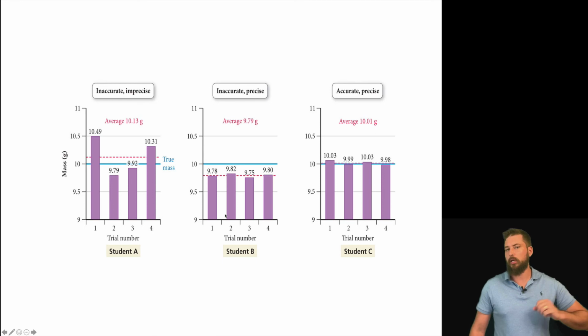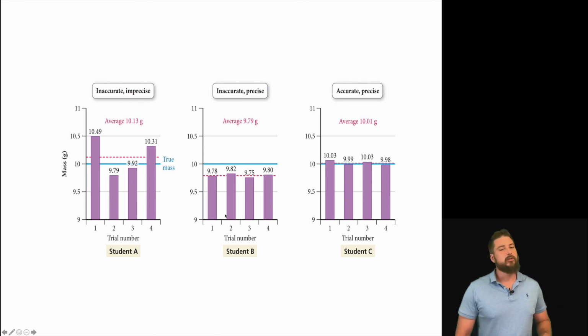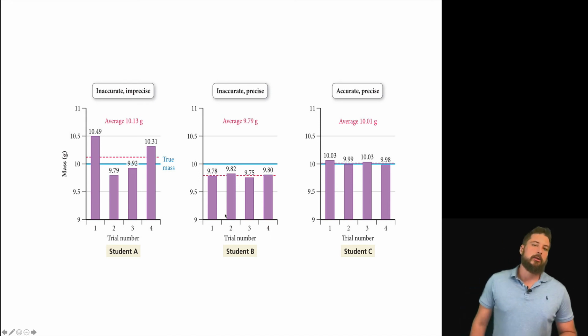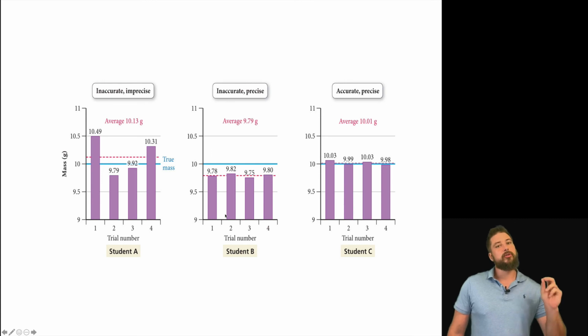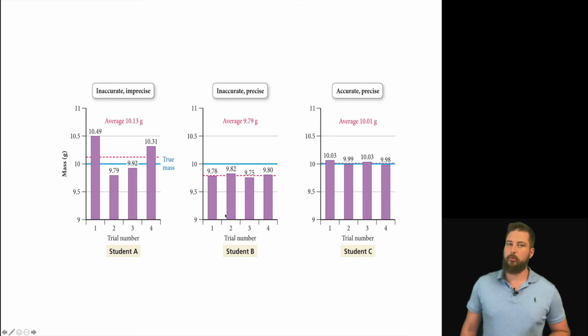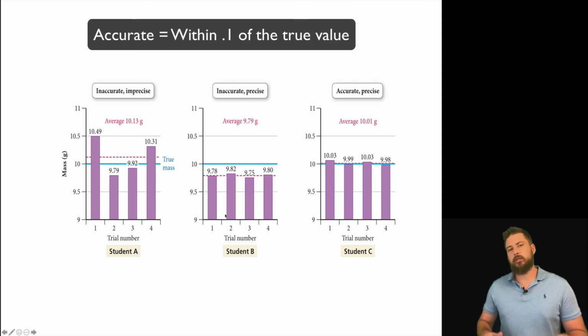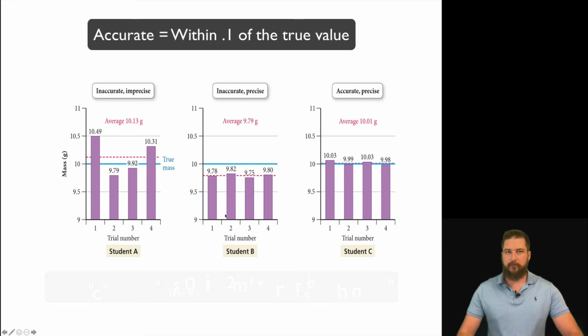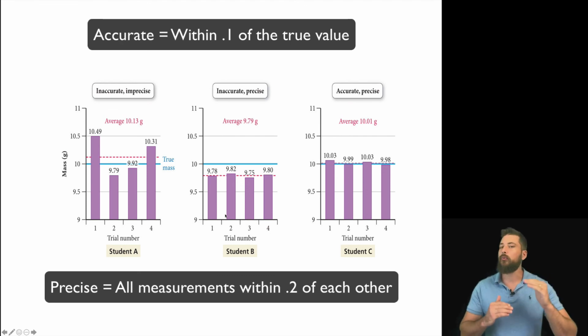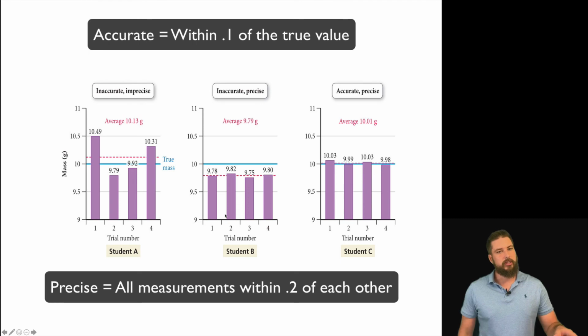Now, before I finish this, let's go ahead and look at this last image here. We've got 3 sets of measurements. Now, what we're going to do is define exactly what we're going to call accurate. We're going to call something accurate if it's within 0.1 of the accepted value. And we're going to call something precise if all of the measurements are within 0.2 of each other. And so let's go ahead and take a look at this example here.